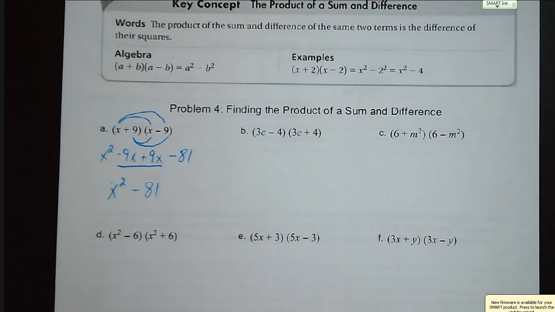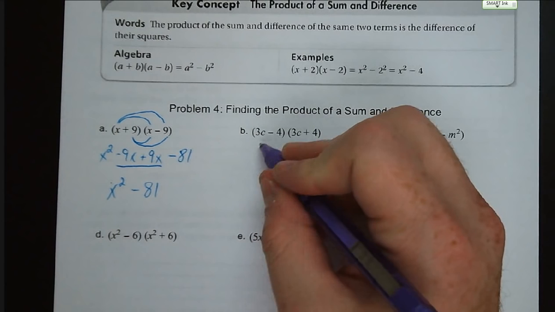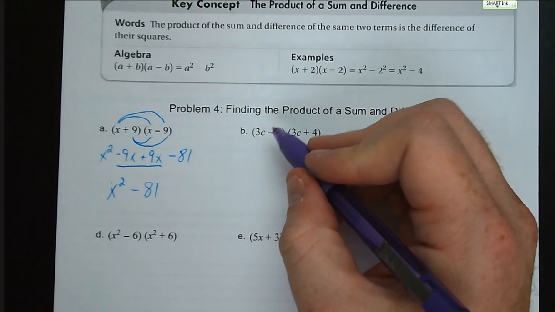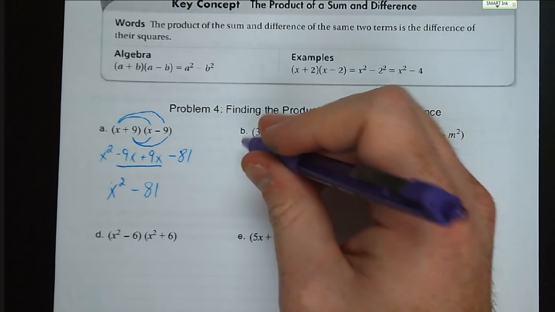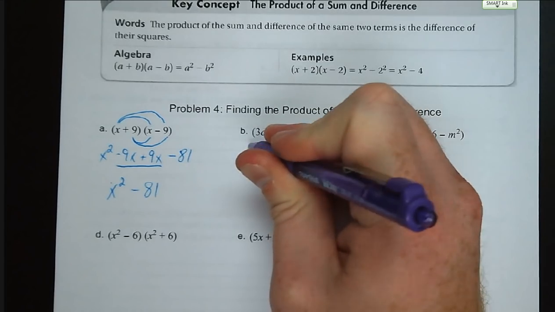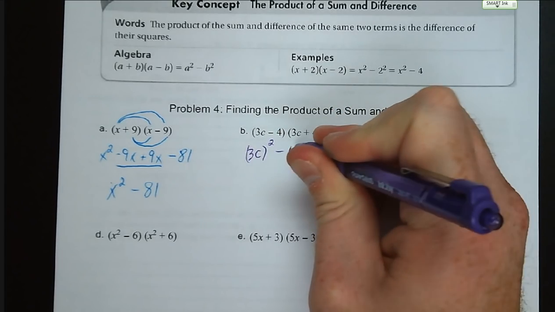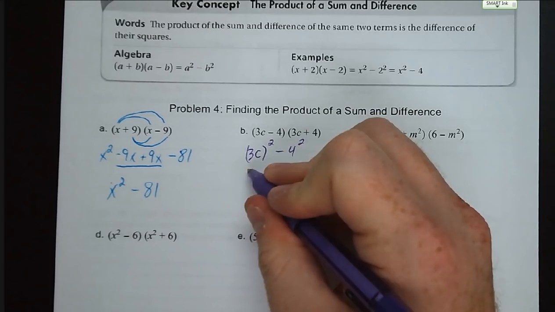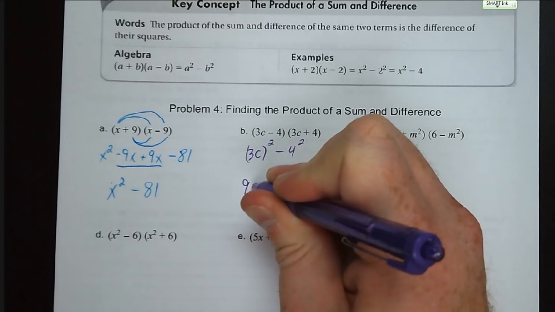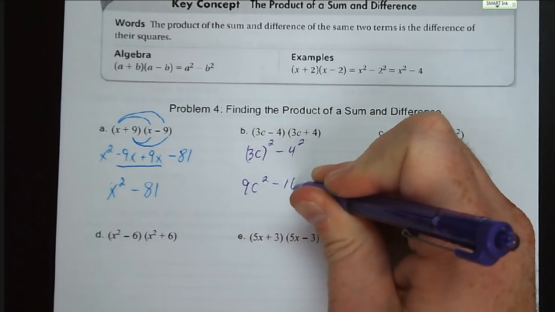But when it comes to factoring later on in the year, being able to recognize this rule is going to save you a lot of time. So you really want to emphasize and get these rules into your brains. Okay, so 3c minus 4 times 3c plus 4. So we have 3c, the quantity squared, minus 4 squared. 3c squared is 9c squared minus 16.